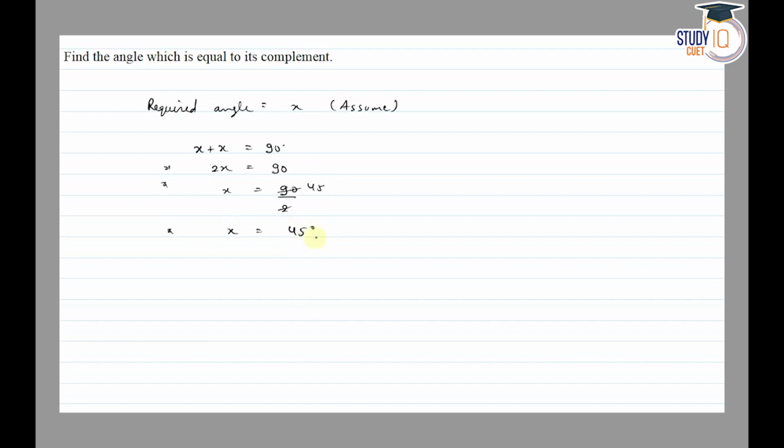So 45 degrees is the angle which is equal to its complement.